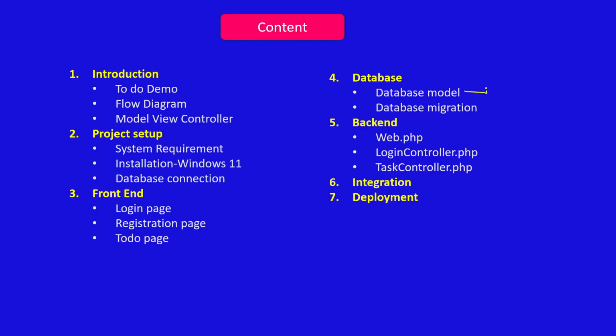Here, I'm going to create two types of model. First model, user model. Second model, task model. Then I will show you how to migrate the database.